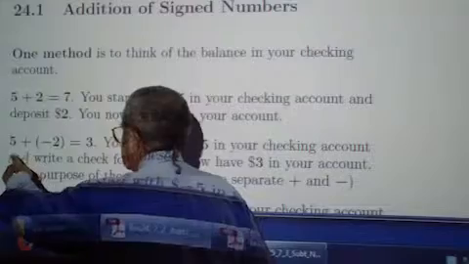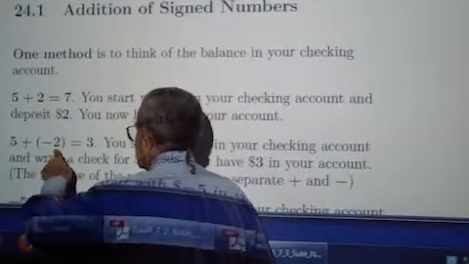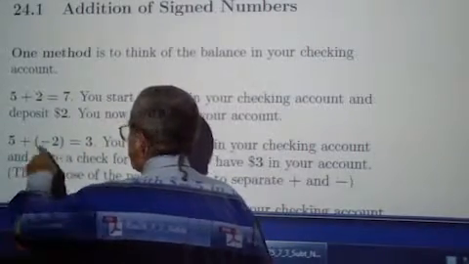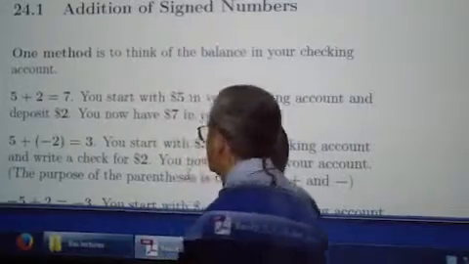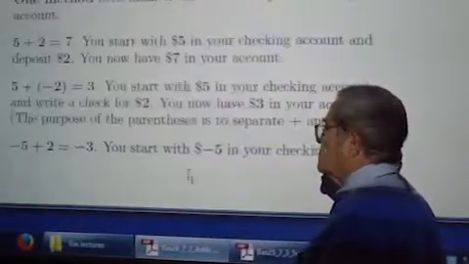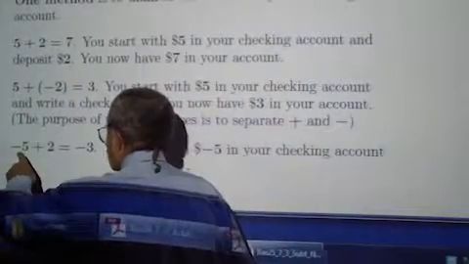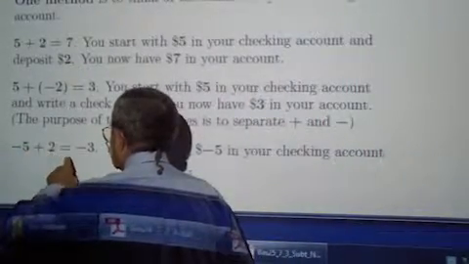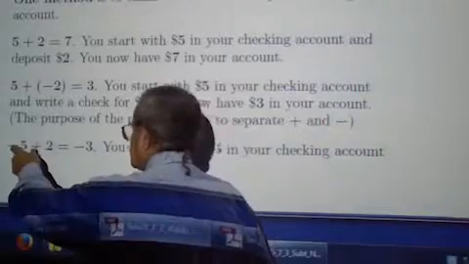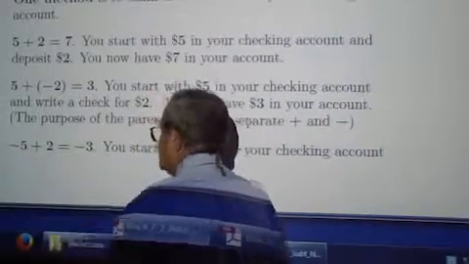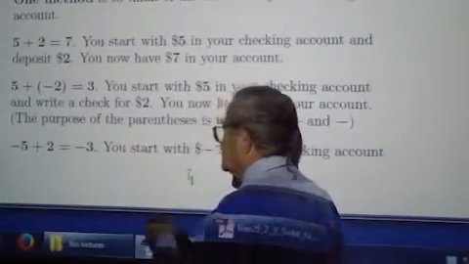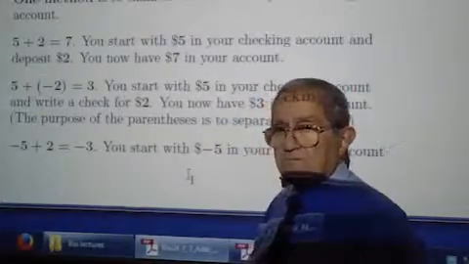You have $5 in your checking account. You write a check for $2. You're left with $3. So 5 plus -2 is 3. -5 plus 2. You are overdrawn $5, you carry $2 to the bank. The bank says, thank you, you paid us part of what you owe us. You still owe us $3. So -5 plus 2 is -3.